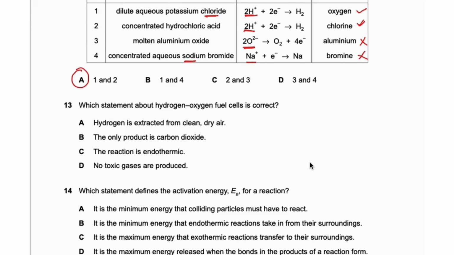Which statement about hydrogen oxygen fuel cell is correct? Hydrogen is extracted from clean dry air? No. It is extracted by the reaction of methane and steam. The only product is carbon dioxide? Here the only product is water. The reaction is endothermic? The reaction is exothermic. No toxic gas is produced because here only water is produced. So this is the right answer.